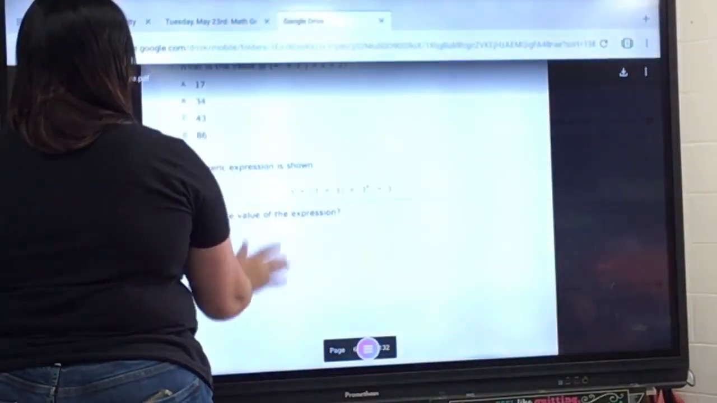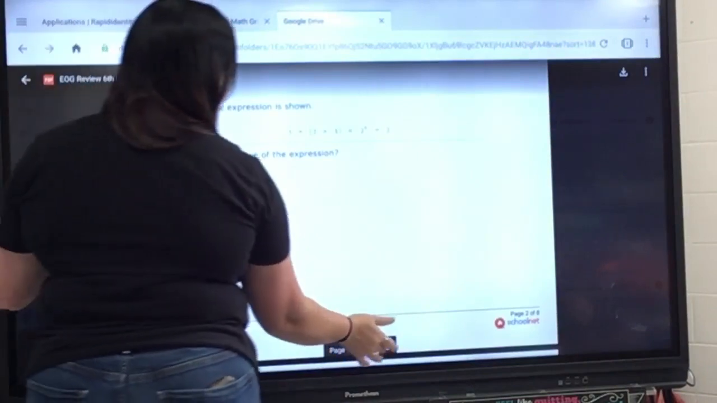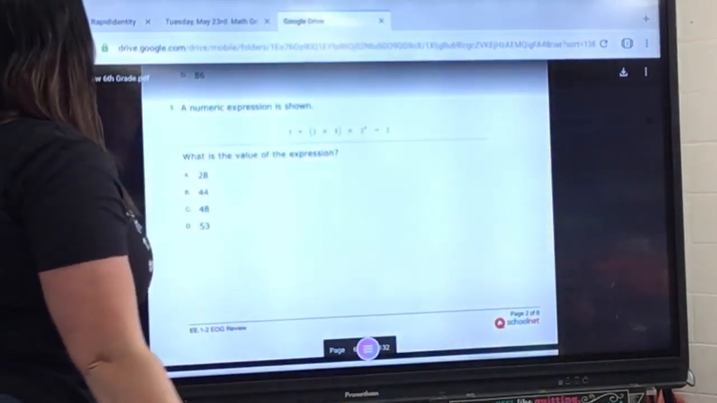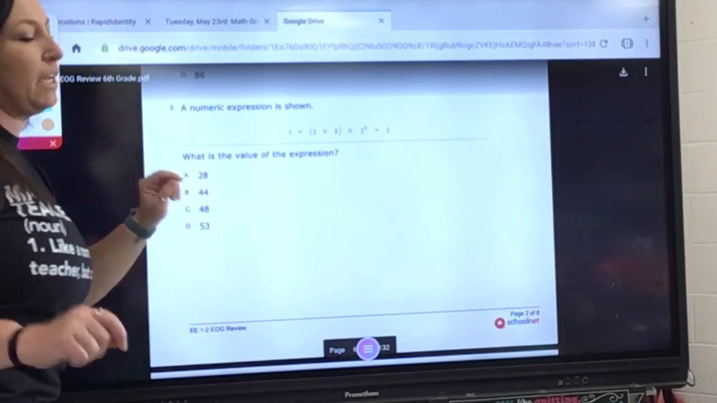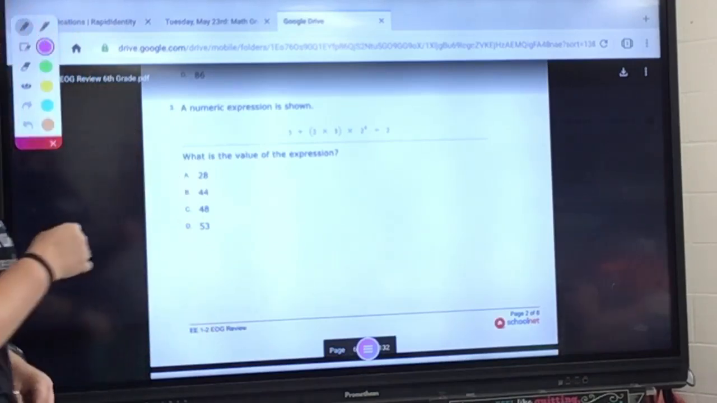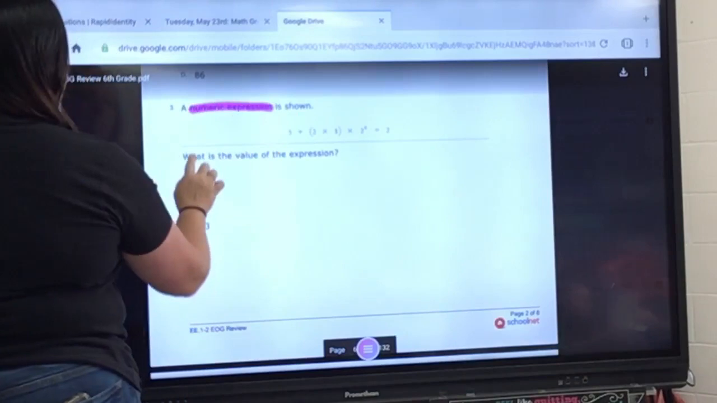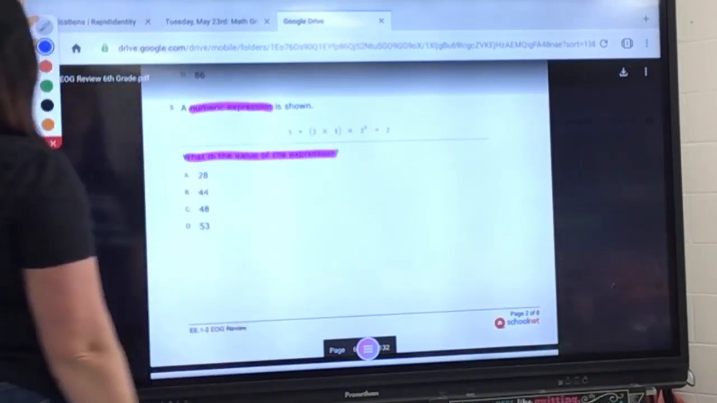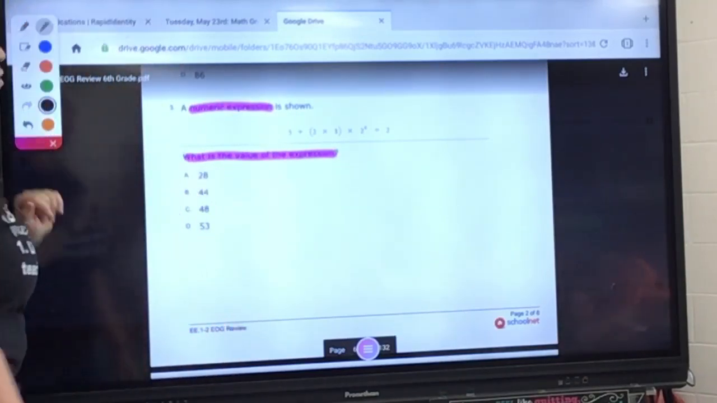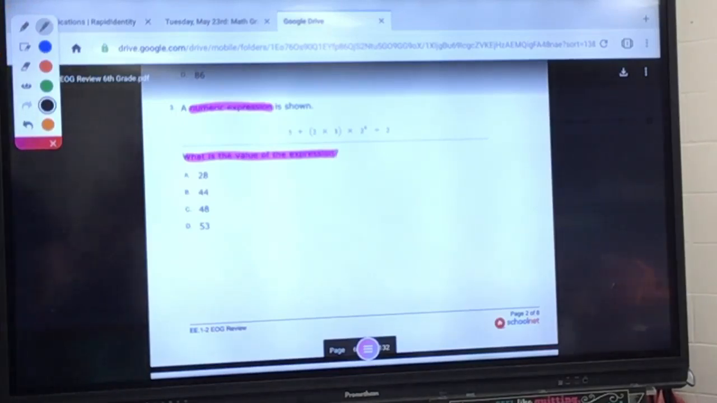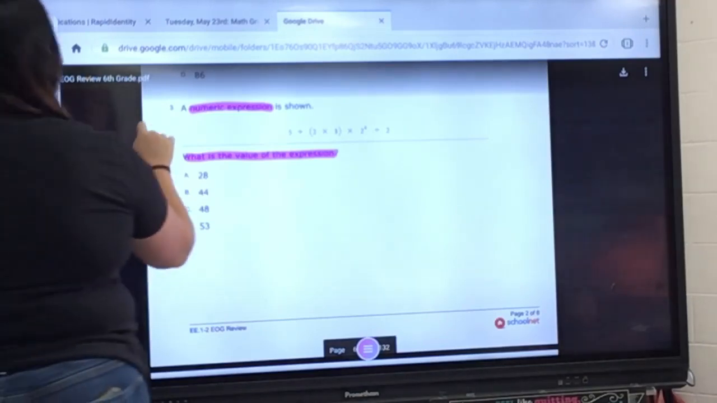All right, number 3. This one you can do in your notebook, so go ahead and have that handy. It says the numerical expression is shown. And then it says, what is the value of this expression? So what type of question is this? Don't tell me it's an expression. Don't tell me it's a numeric expression. Cristiano. Yes, this is a PEMDAS question.